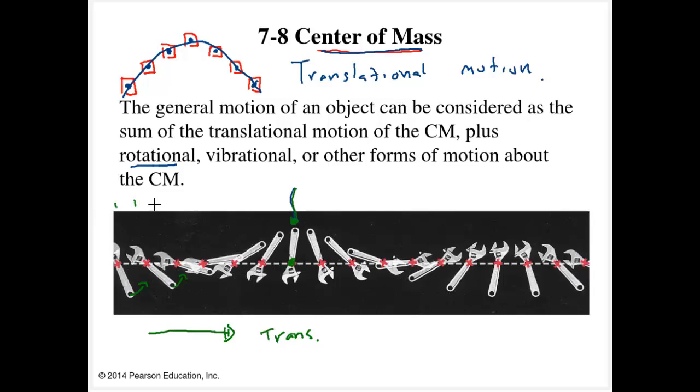So looking at the snapshots of this wrench, you can see that it's moving equal distances in equal amounts of time. So translationally it's traveling at a constant velocity, and it's also rotating about its center of mass.